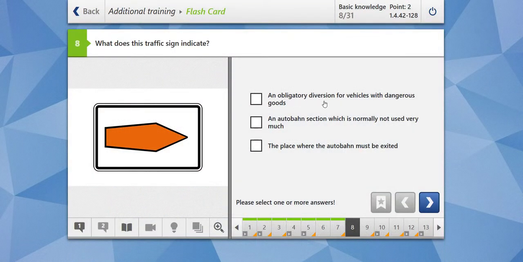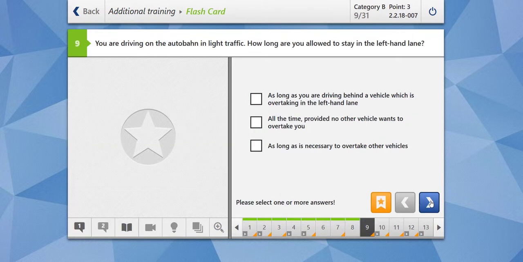An obligatory diversion for the vehicles with dangerous goods, no. An Autobahn section which is normally not used very much, yes. So normally this section of Autobahn is not used very much, but if there is a congestion, then you can always follow along this route. The place where the Autobahn must be exited, no. Let's check our answer. Our answer is correct.